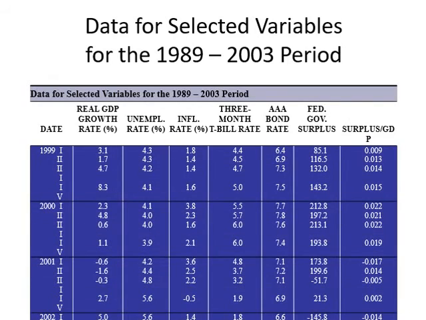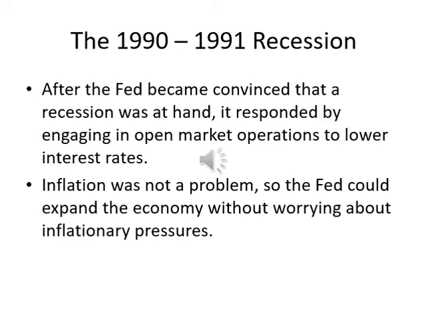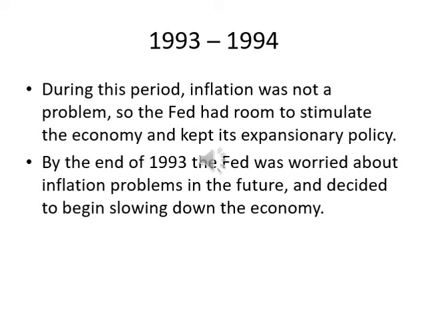After the Fed became convinced that a recession was at hand, it responded by engaging in open market operations to lower interest rates. Inflation was not a problem, so the Fed could expand the economy without worrying about inflationary pressures. During the 1993 to 1994 period, inflation was not a problem, so the Fed had room to stimulate the economy and kept its expansionary policy.